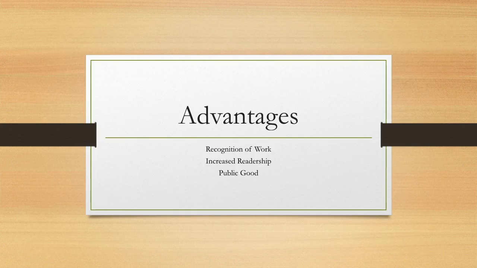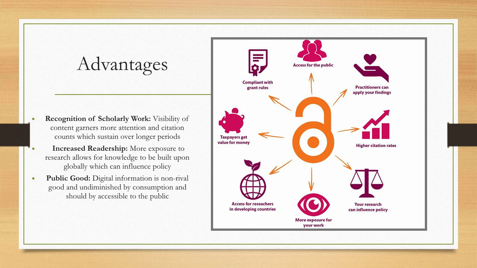Advantages: recognition of work, increased readership, public good. There are many advantages to publishing in an open access journal, not only for the user, but most importantly, the researchers. There's recognition of scholarly work. Visibility of content garners more attention and citation counts, which sustain over more prolonged periods. The increase in readership. More exposure to research allows for knowledge to be built upon globally, which can influence policy worldwide.